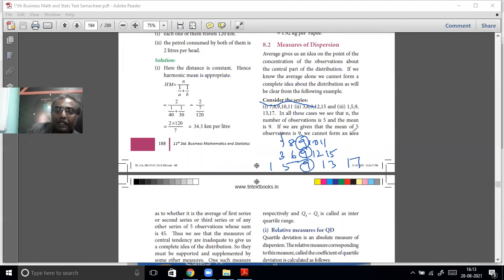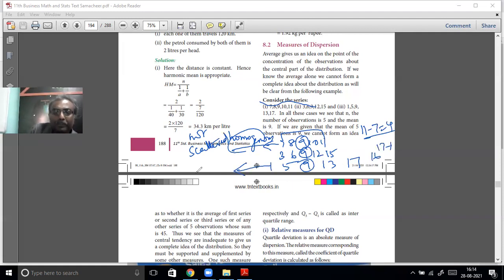But look at the range here. Range is 11 minus 7, range is 4. That means this data is very homogeneous, very close to each other. It is not scattered. You understand? But consider this one. This range is 17 minus 1, so range is 16. That range is only 4. That means it is much more scattered, which means it is more heterogeneous. The data is varying widely.